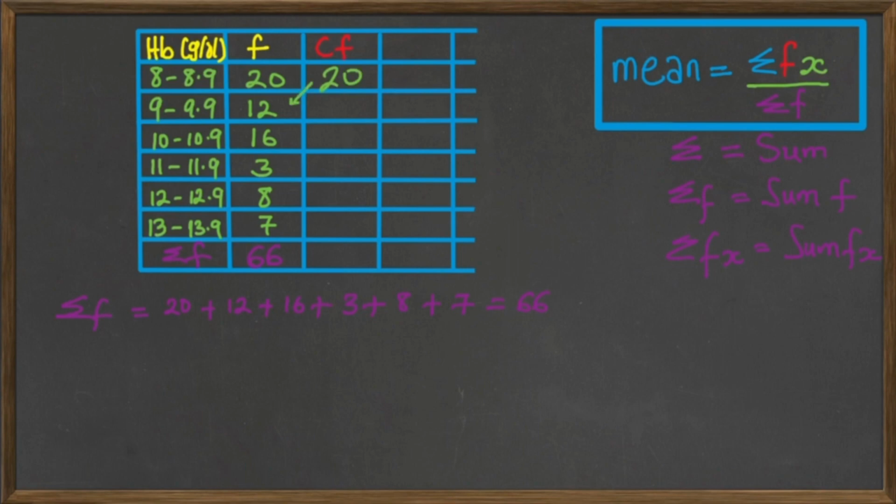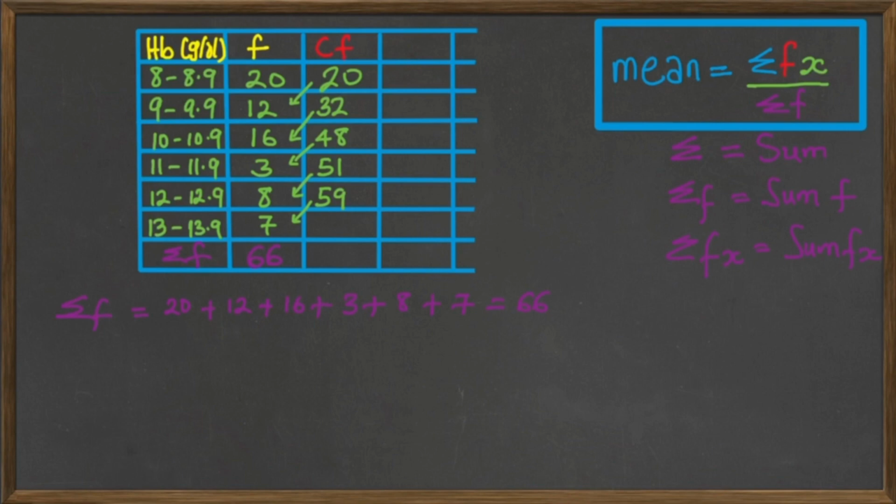So here we'll say 20 plus 12, that will give us 32, and then we'll add 32 plus 16, that will give us 48, and then we'll add 3 to 48, we'll have 51, and so on and so forth.